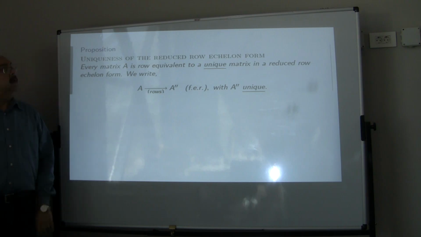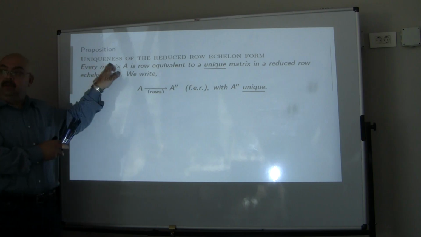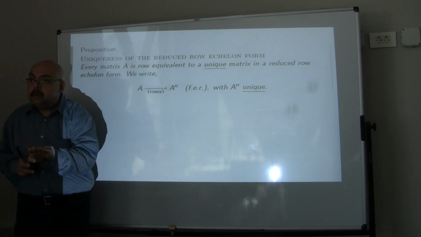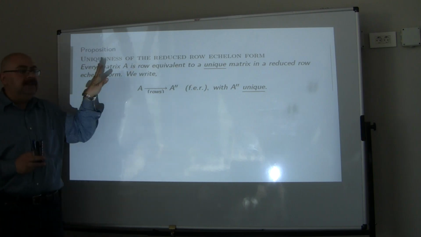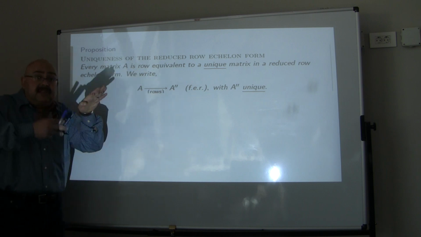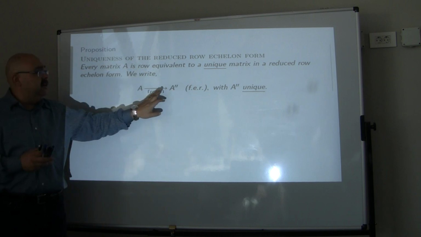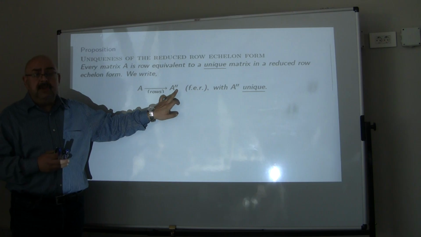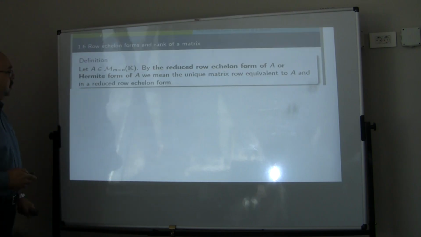Okay? Here it says uniqueness. I told you that reduced echelon forms are unique. Either you do it or you replace the steps, but you will end up having the same A double dash, which is in the reduced echelon form. Perfect.